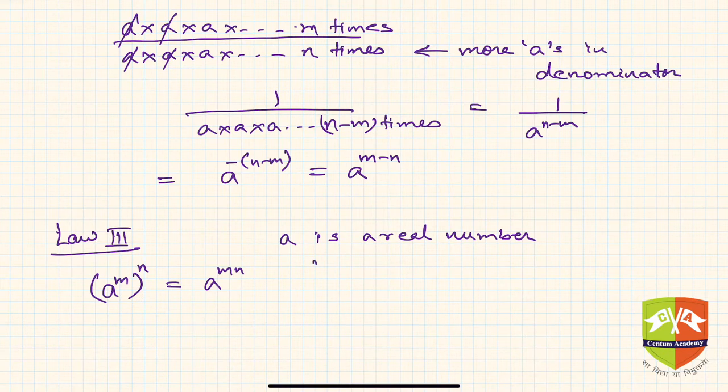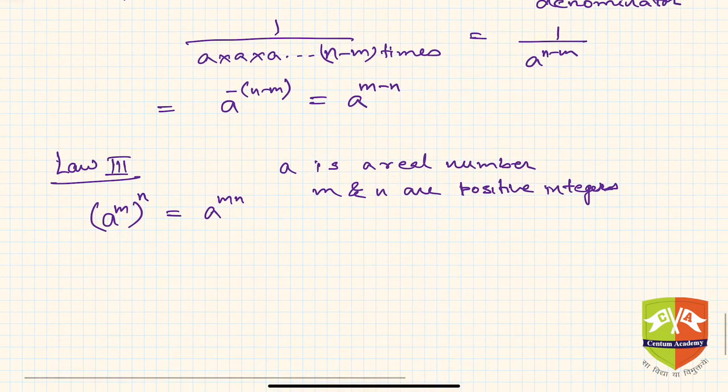Okay, this is, again, here a is a real number, and m and n are positive integers. Okay, so how do we prove it? Let's give them a proof.